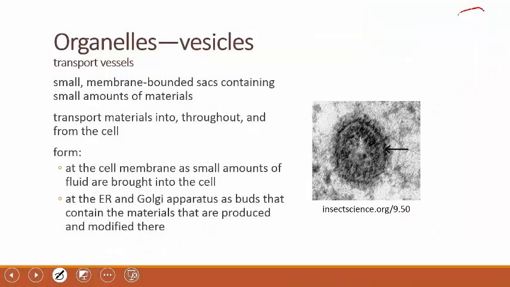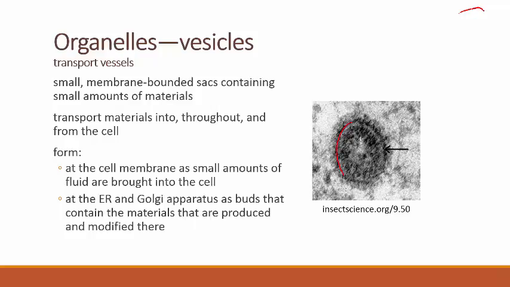So the transport vessels that I've been talking about are the vesicles. And these are small membrane-bound sacs, and they contain a material. So here we see a vesicle way up close. This is not from a human body. The only image I could find was from this insect science website.